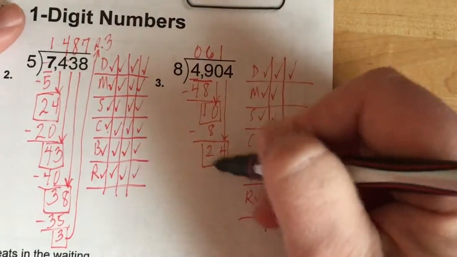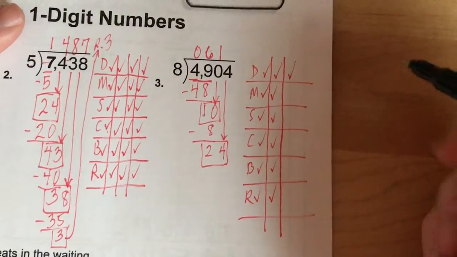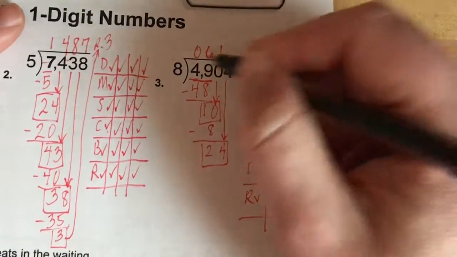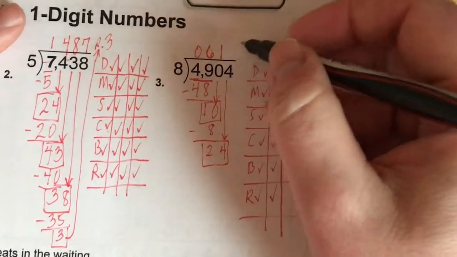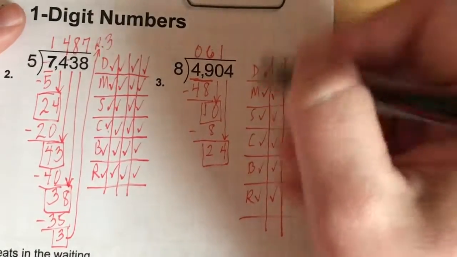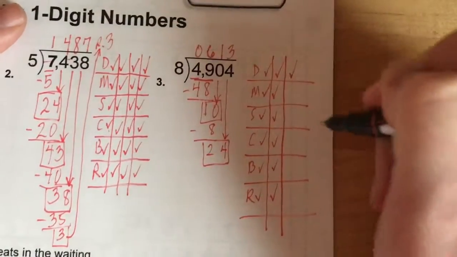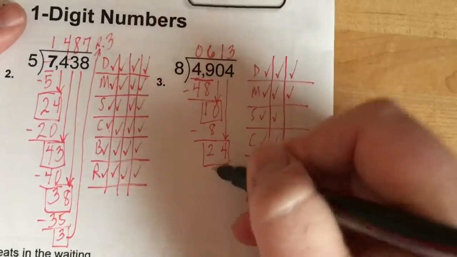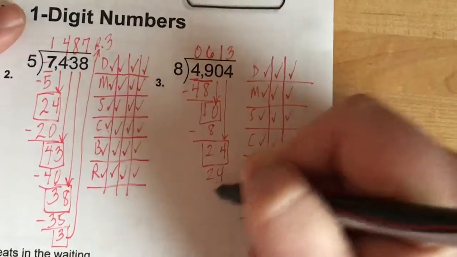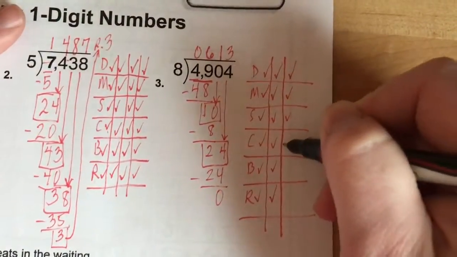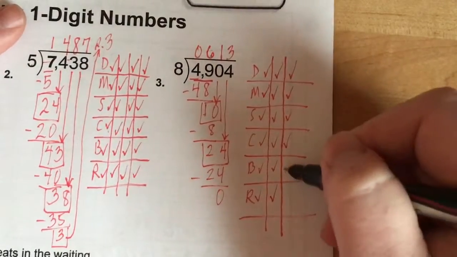Determine 8 times what gets me close to this 24 that's on the tray without going over. And so I know 3 times 8 is 24, so that fits perfectly. Let's multiply. 8 times 3 is 24. Subtract. There's nothing left over to share. Check, the king is very happy.